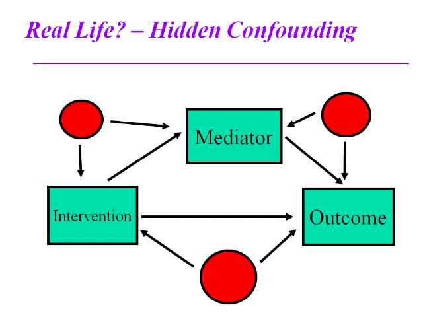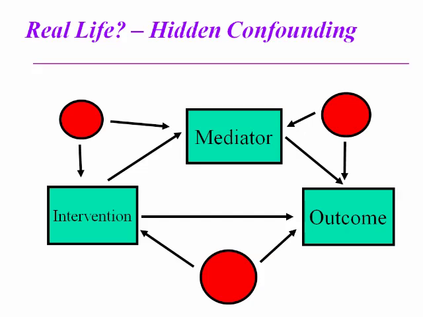So that's probably more like real life. We have hidden confounders everywhere. You can probably screw up any of the estimates for these causal effects. And this is quite an intractable problem if that really is the case.